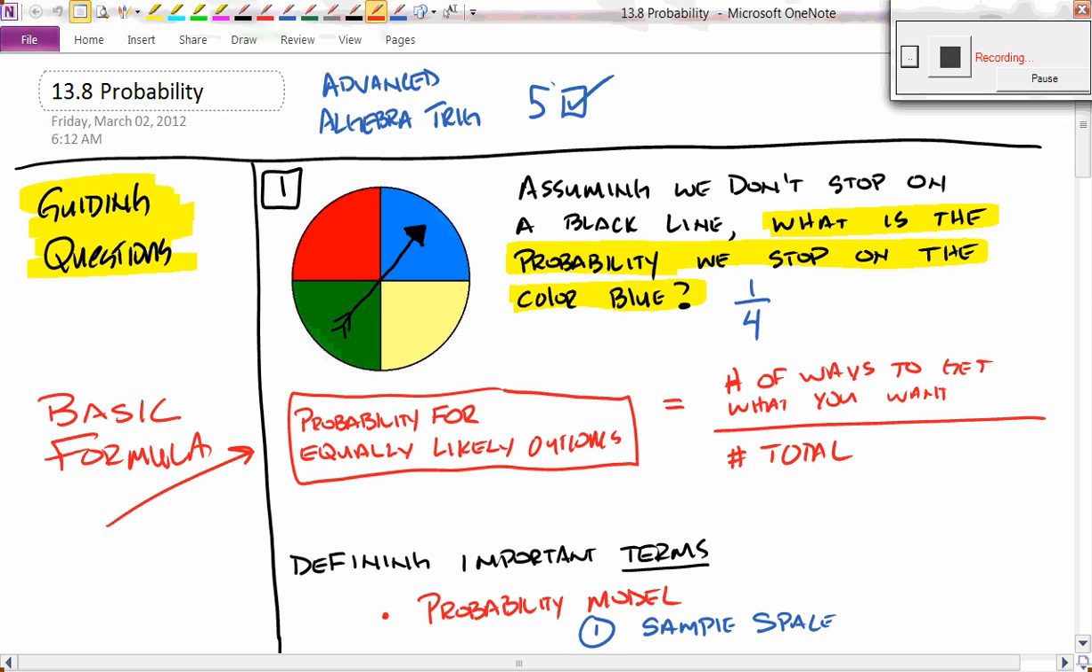Alright, so a quick little reminder of what we did for probability. In the first box, we talked about assuming that we didn't stop on a black line, what was the probability of getting the blue color, and many people got it as 1/4. Then we spoke about how we get the 1/4. People said the 1 comes from the number of ways you can get a blue, and the 4 comes from the total number of ways you could get a color. So that's the basic probability for equally likely outcome events, the basic formula.